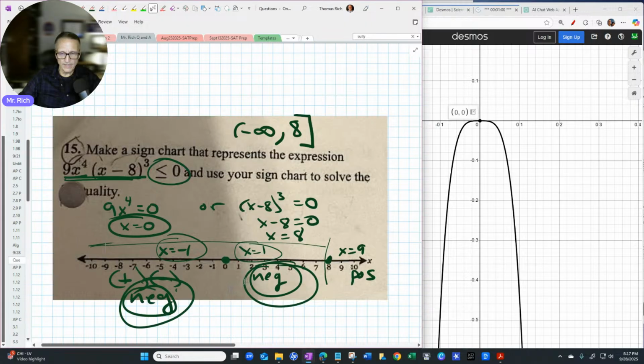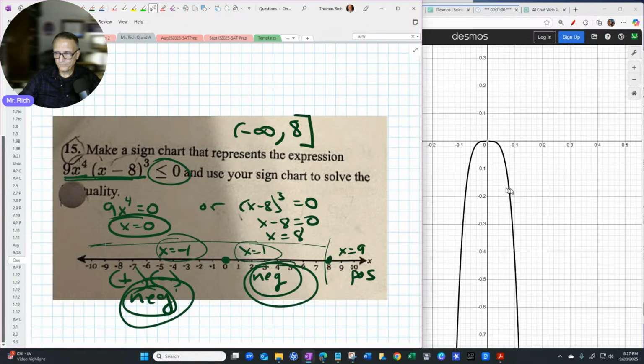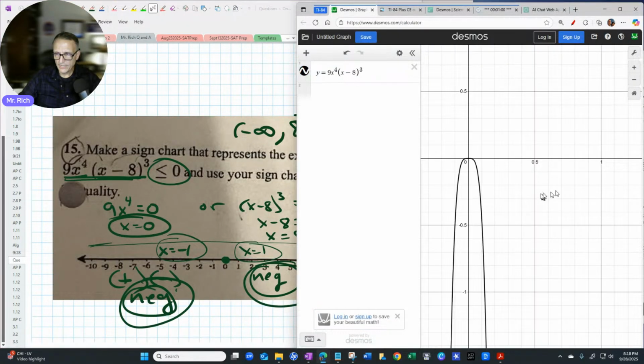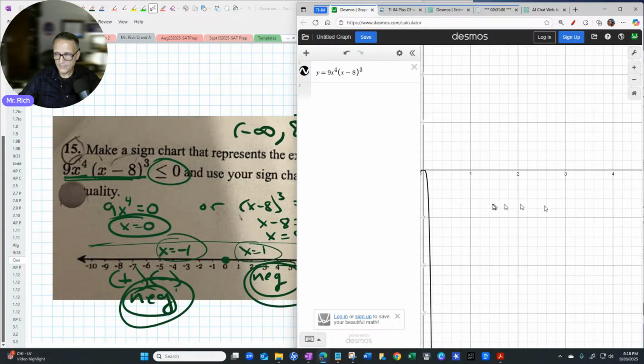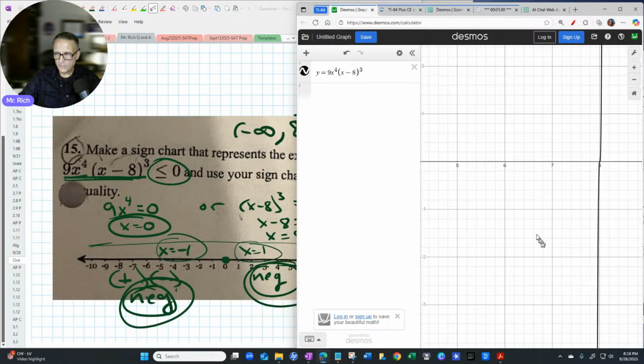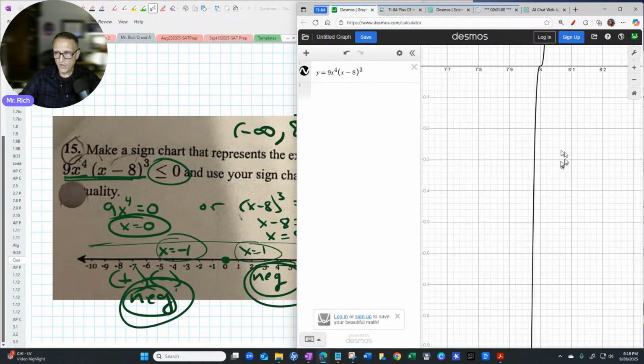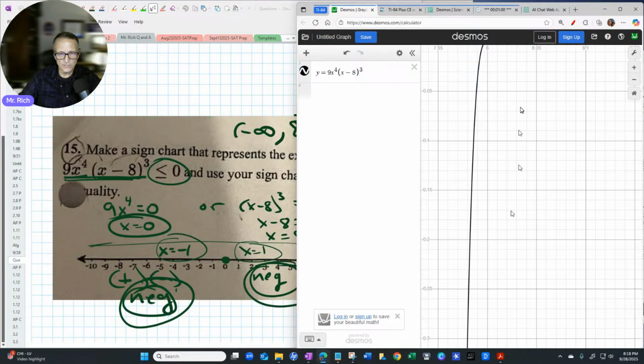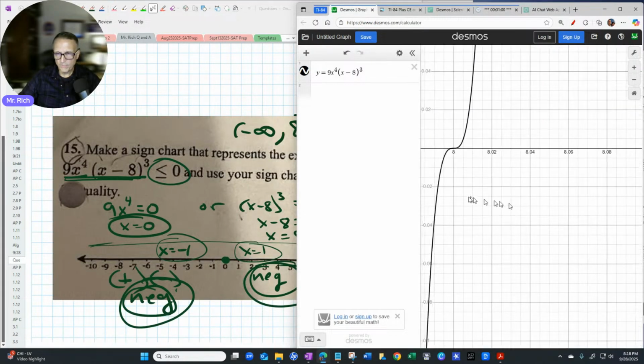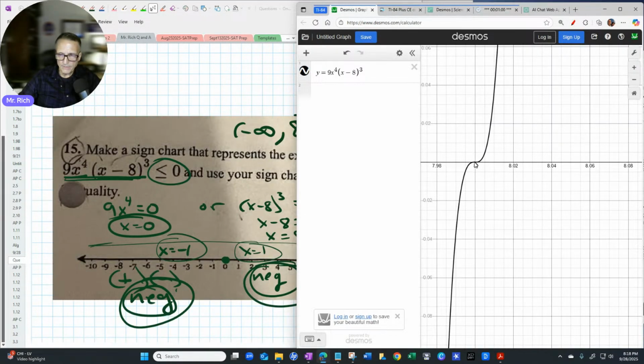But what happens out at the number 8? If we come out here and take a look at what's happening at x equals 8, the function is coming in and crossing the x-axis. It does a little jog there. It flattens out at 8 and crosses at 8 and then keeps going. And you can see that it does turn positive right there after it passes x equals 8.